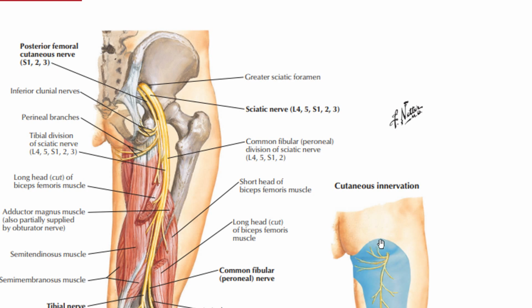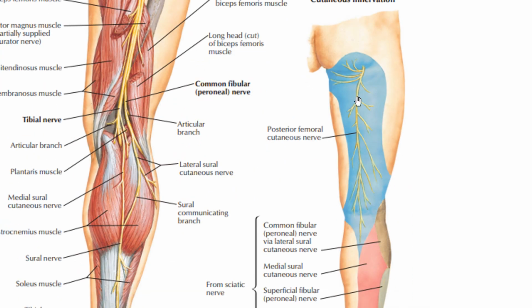And then this nerve moves downward and gives cutaneous branches here, and supplies the skin of the posterior aspect of the thigh up to the popliteal fossa.